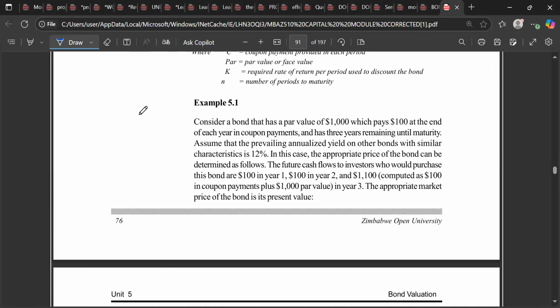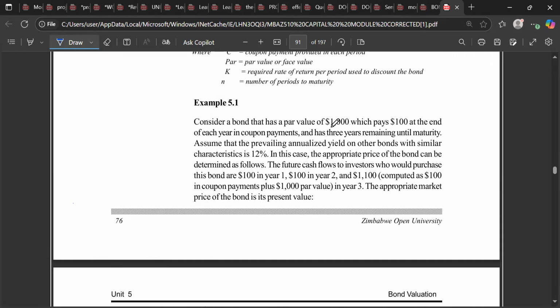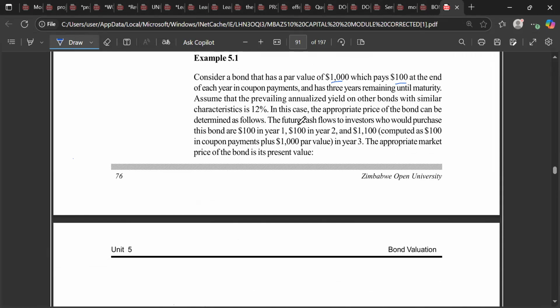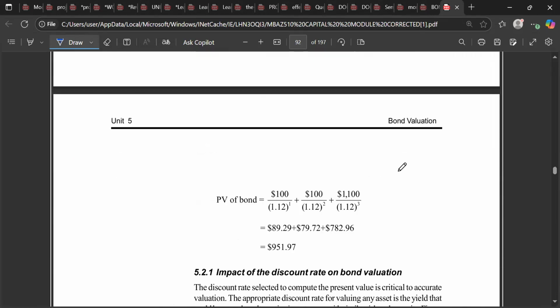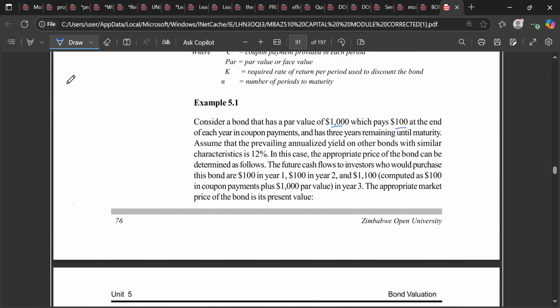So here we have an example displayed for us. It says, consider a bond with a par value of 1,000, which pays $100 at the end of each year in coupon payments, and has 3 years remaining until maturity. Assume the prevailing annualized yield on bonds with similar characteristics is 12%. In this case, the appropriate price of the bond can be shown as follows. We are going to compute this and present value it all the way back to the current time. So we're now looking at the structure of the cash flows, right? We'll just draw this up here.